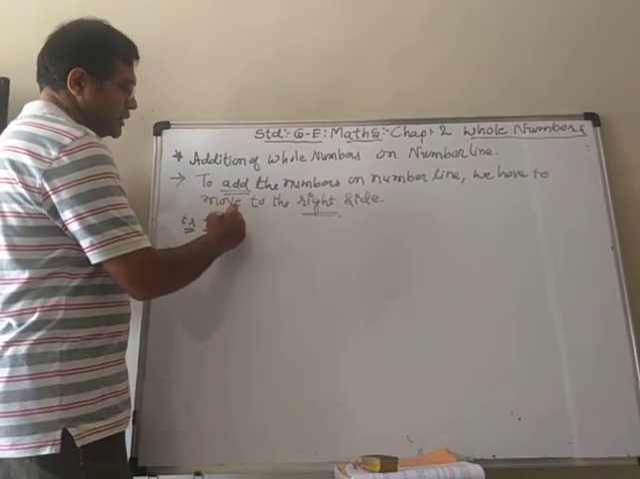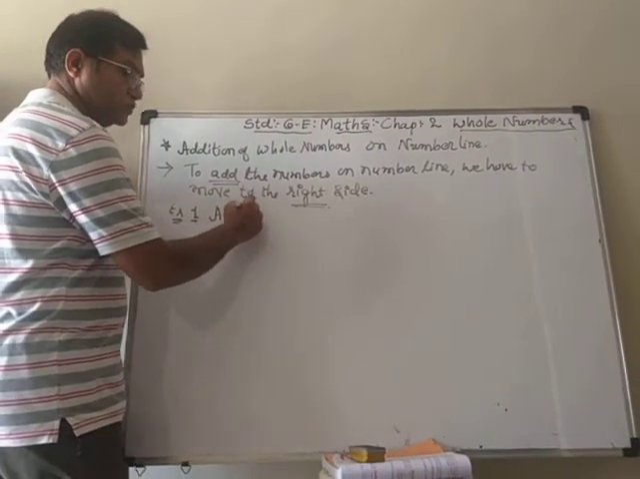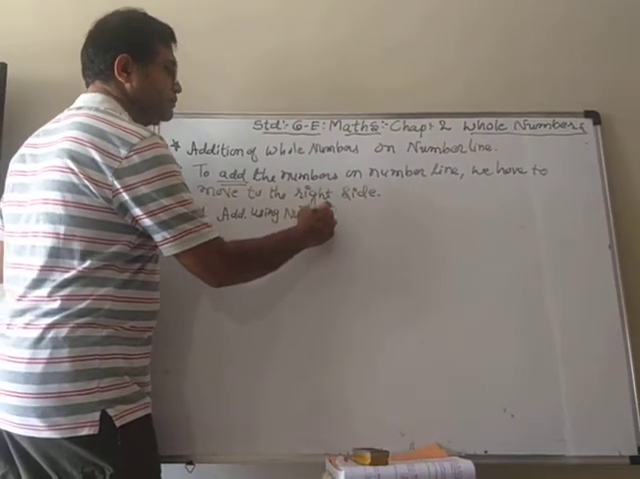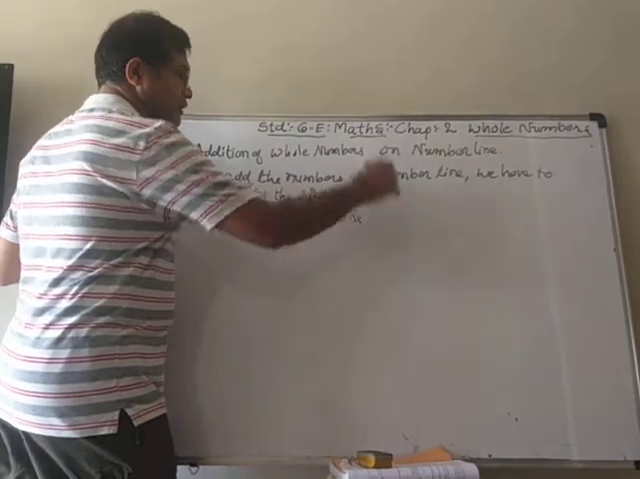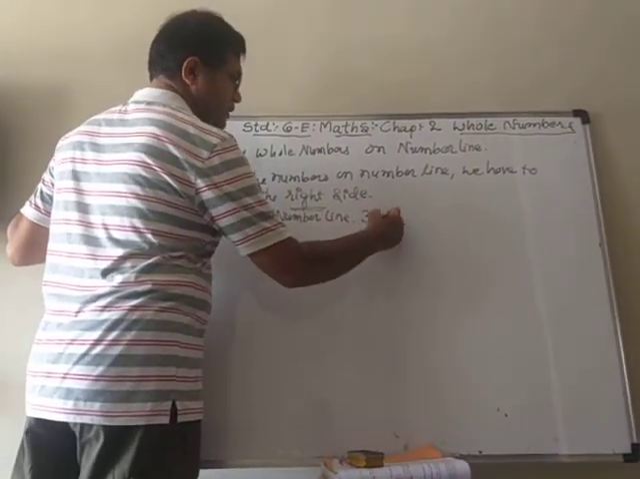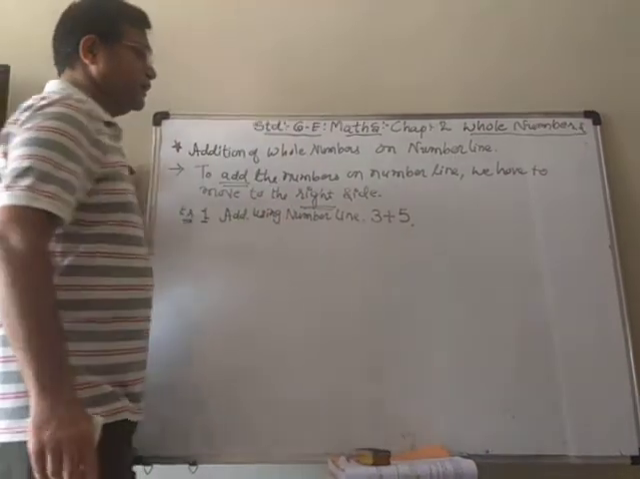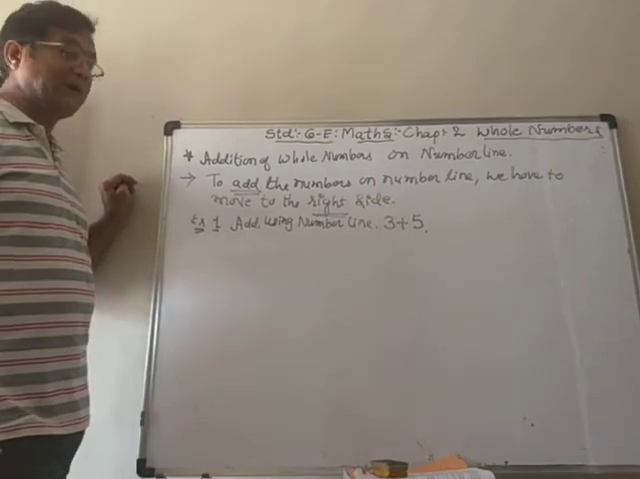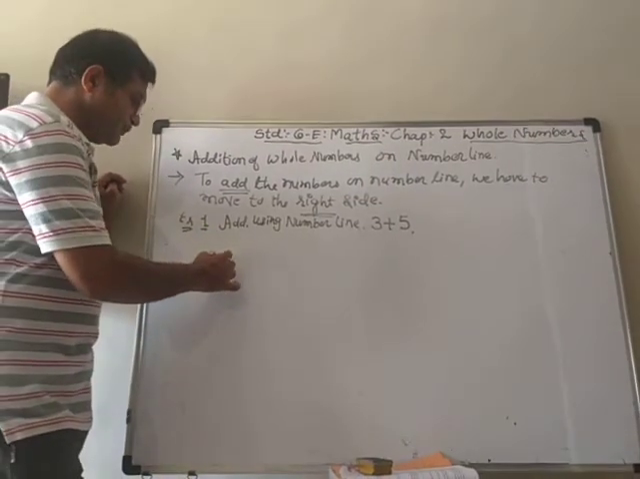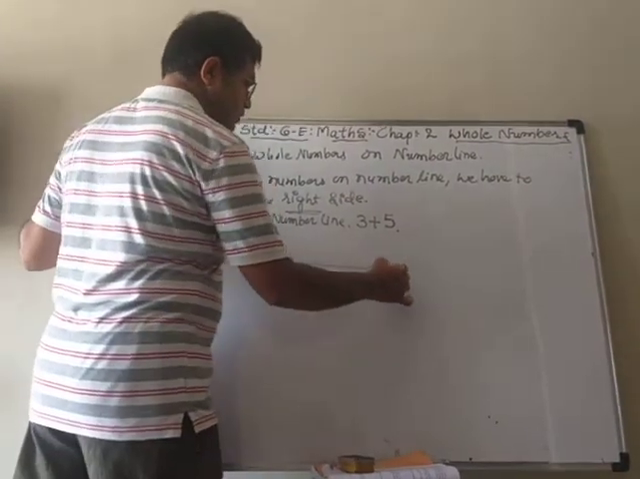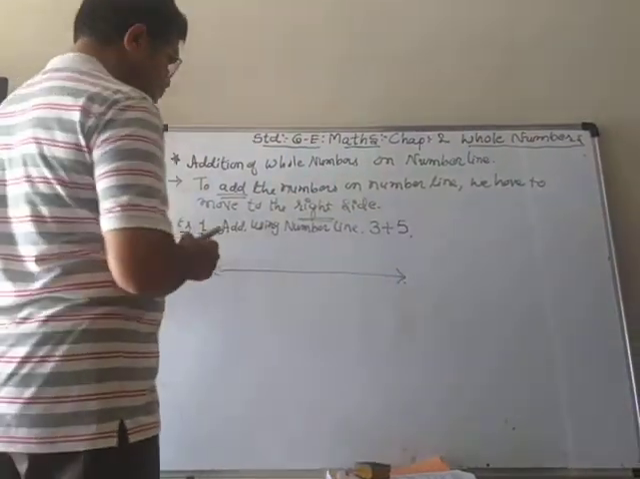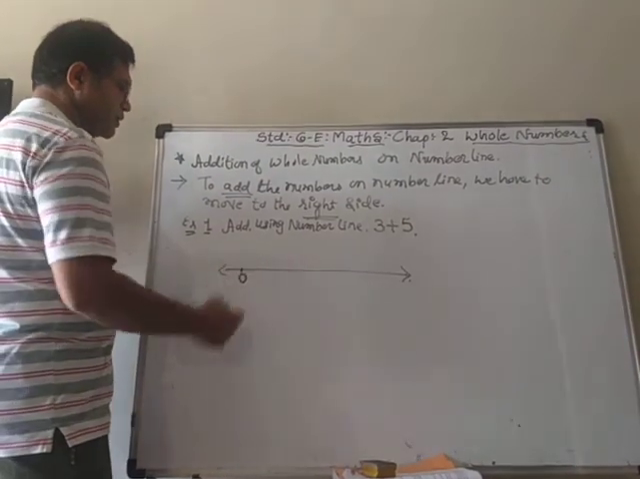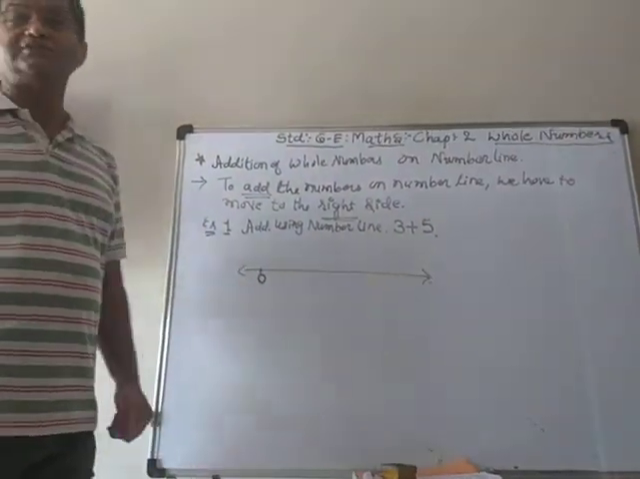1. Add using number line. Like 3 plus 5. Now you know that 3 plus 5 is 8. But we have to use the number line. For that, first we will draw a number line. Then somewhere on the left side you can take 0.